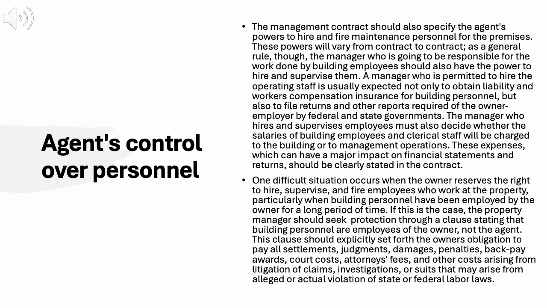A manager who is permitted to hire the operating staff is usually expected not only to obtain liability and workers' compensation insurance for building personnel, but also to file returns and other reports required of the owner-employer by federal and state governments. The manager who hires and supervises employees must also decide whether the salaries of building employees and clerical staff will be charged to the building or to management operations. These expenses, which can have a major impact on financial statements and returns, should be clearly stated in the contract.